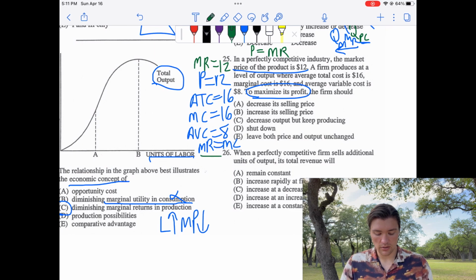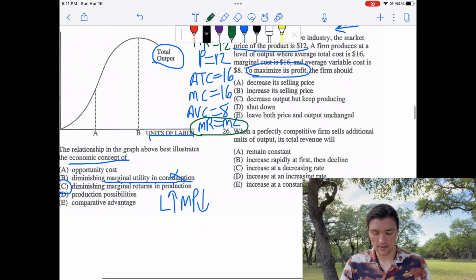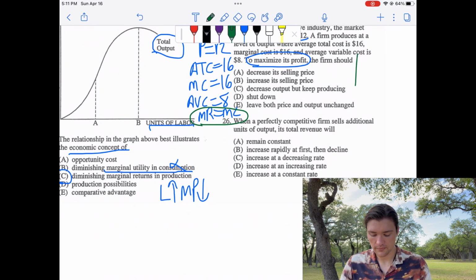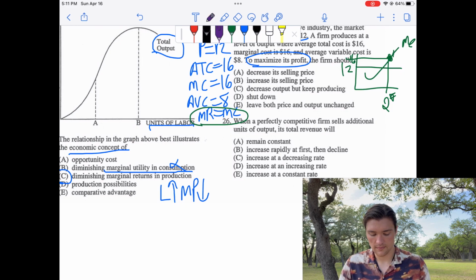However, is your marginal revenue equal to your marginal cost? It's not. You're actually having a situation where your marginal revenue is 12 and your marginal cost is 16. Because what's happening here is this is your marginal cost, and 16 is here. So at this quantity, your marginal cost is 16 and your price is 12.